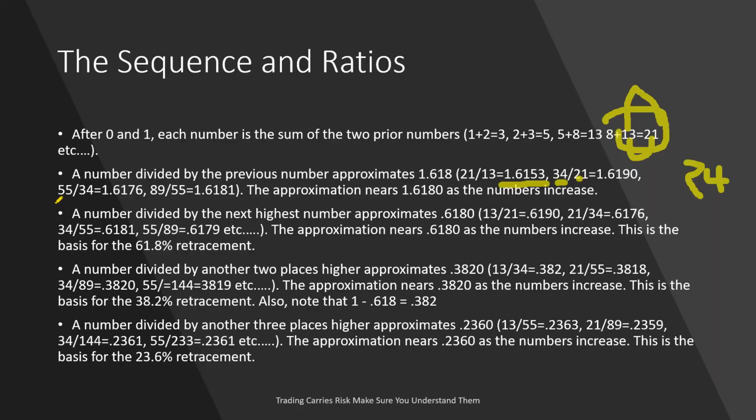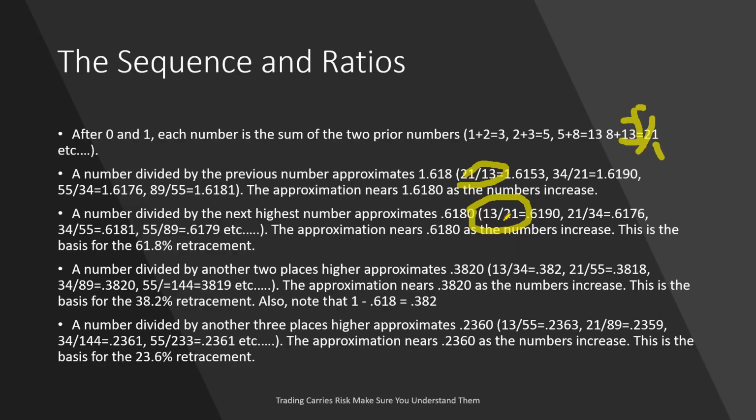Now, if we were to go one step farther and take the same numbers, but instead of taking the 21 and dividing it by 13, we flip it on its head and take 13 and divide it by 21. So we would take the current number as the division and divide it by the previous number. So 13 divided by 21 will equal 0.619.